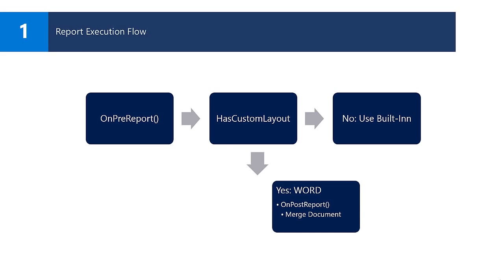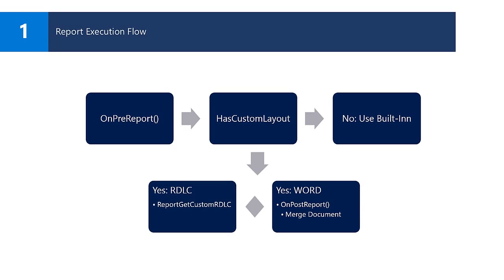Now, if the report is set up to be using a custom layout, for example a Word layout, then the MergeDocument function is called right after the OnPostReport trigger is invoked. This function is going to load the proper Word layout, and it will render the report based on the action from the report request page. This might be save as PDF, save as Word, save as Excel, preview or print. If the report is set up to use a custom RDLC layout, then the ReportGetCustomRDLC function will be called after the OnPreReport trigger is invoked. This function is responsible for loading the proper RDLC layout and will use that to render the report.